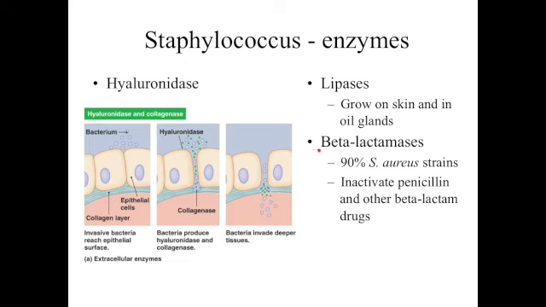And one of the biggest issues with Staph aureus is that they can produce beta-lactamases. 90% of Staph aureus strains produce some form of these enzymes, and what beta-lactamases do is they inactivate penicillin and other beta-lactam drugs like cephalosporin by cleaving the beta-lactam ring that's essential for their function. So these provide antibiotic resistance to things like MRSA.